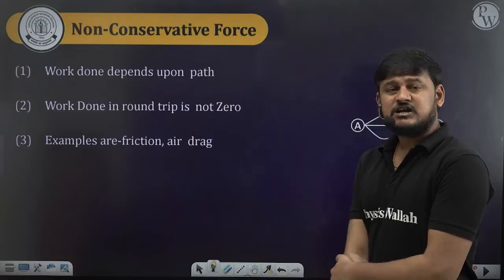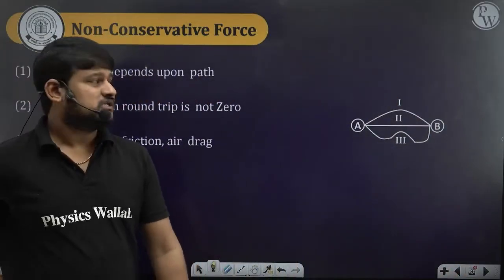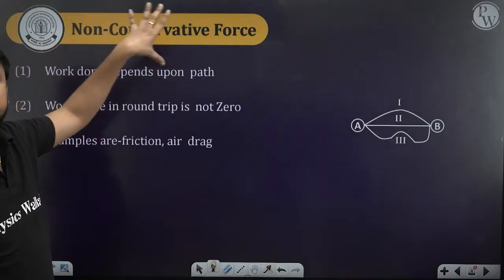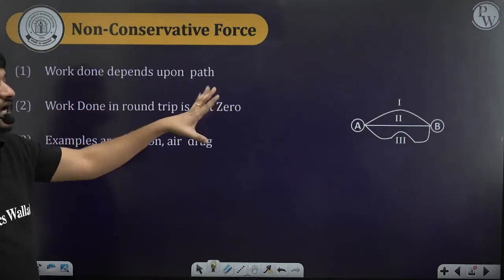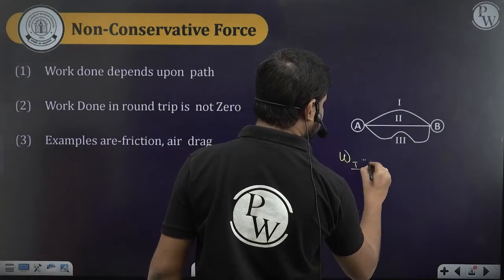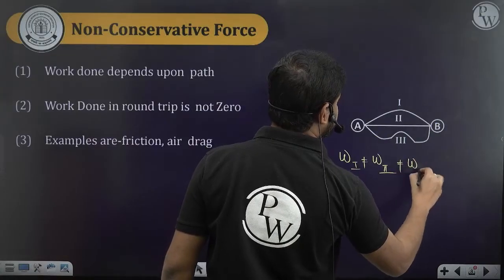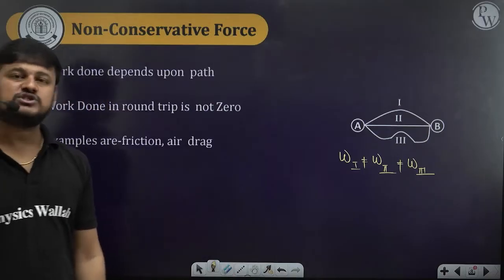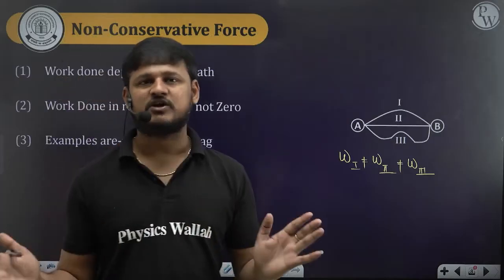So now, what is the non-conservative force? Opposite to the conservative force. What's that? The work done by a non-conservative force depends on the path, and the work done in the round trip is not zero. So here in this particular case, the work done in path 1 is not equal to the work done in path 2, and it is not equal to the work done in path 3. So the work done by a non-conservative force depends on the path, whereas the work done by a conservative force will not depend on the path.